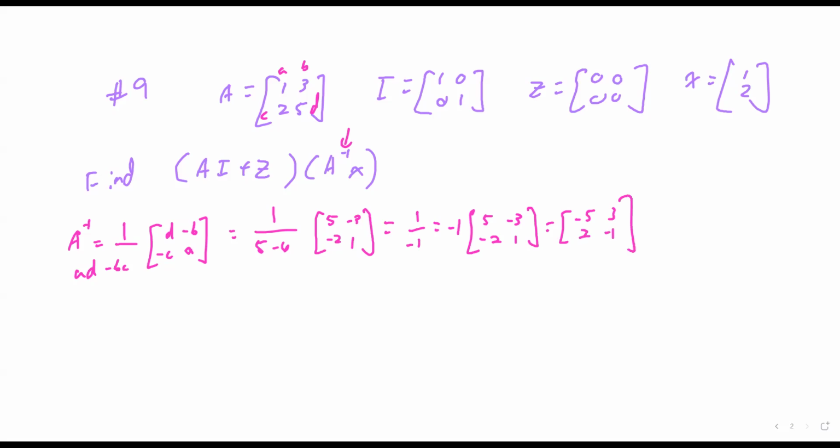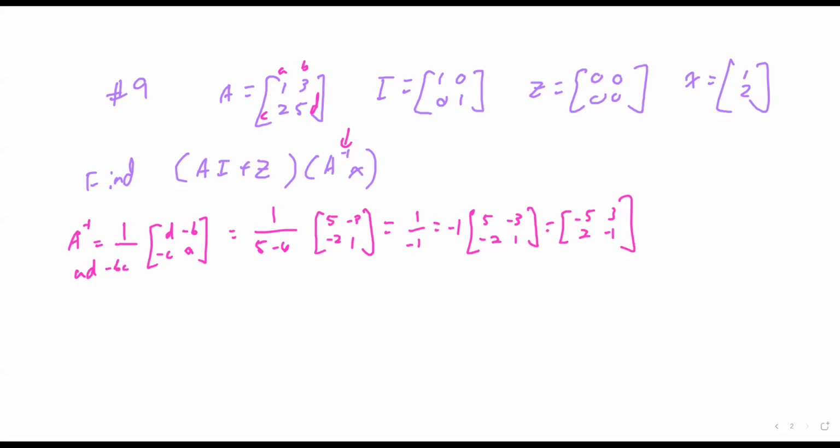Questions on how to find the inverse? Here's the formula. 1 over AD minus BC. Switch A and D, change the sign of B and C, work your work. All right. After that, we can find this. A times I. Do I really need to do that multiplication? What's I mean? The identity, which is multiplying by itself. So I'm just going to have, go ahead.